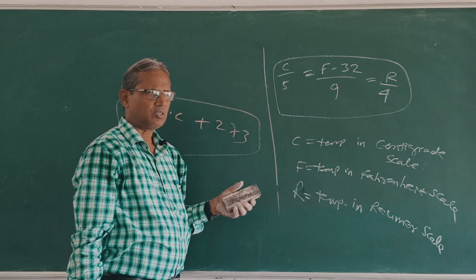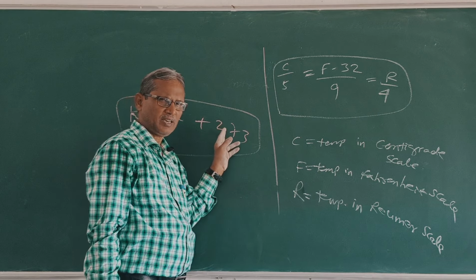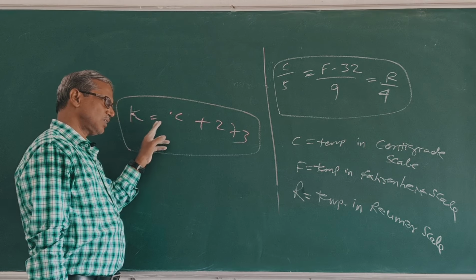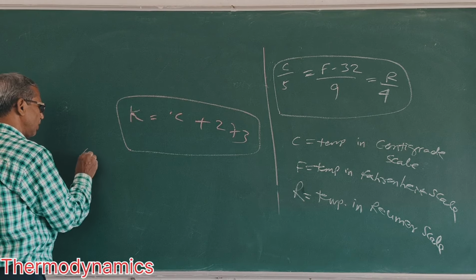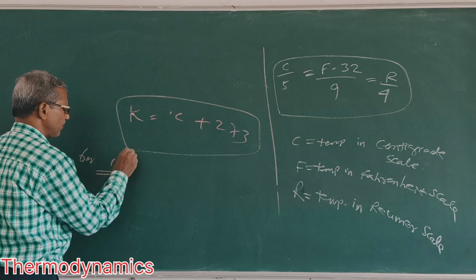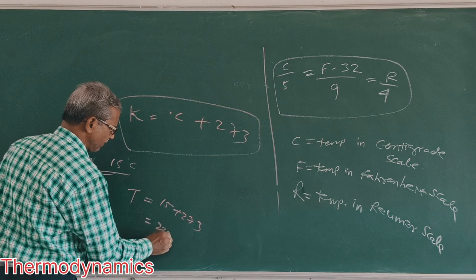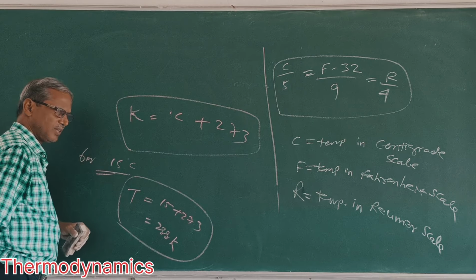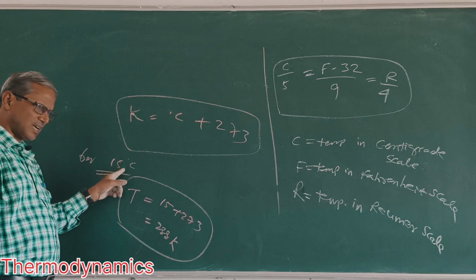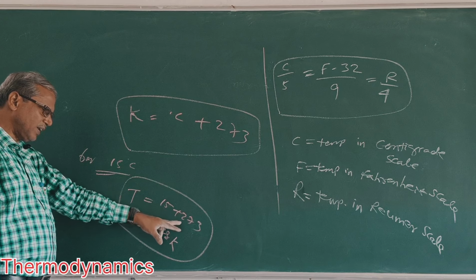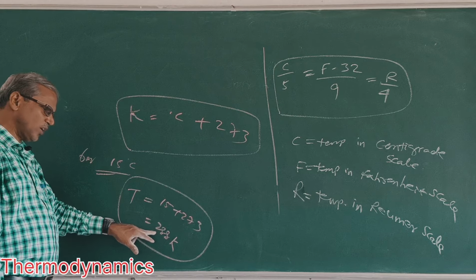When we are doing problems, if the question is given in centigrade, convert the centigrade by adding 273 and make that Kelvin. Clear? Suppose the temperature is 15 degree centigrade. Then T is equal to 15 plus 273, that is 288 Kelvin. Clear? So if the question is given at 15 degree centigrade, make that temperature into Kelvin by adding 273.